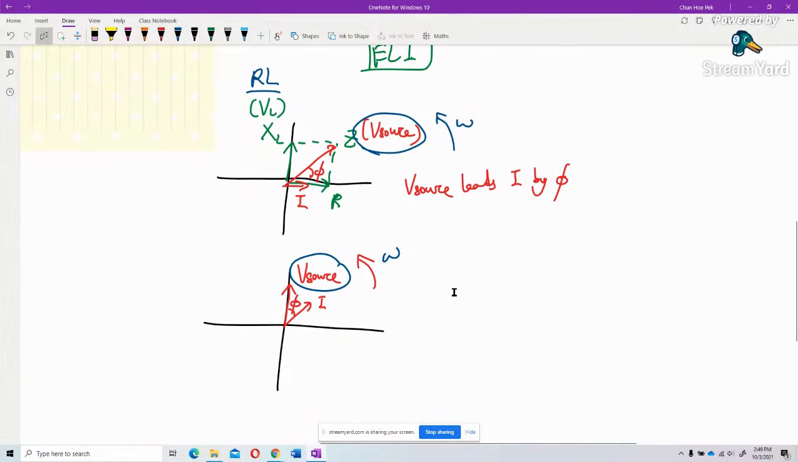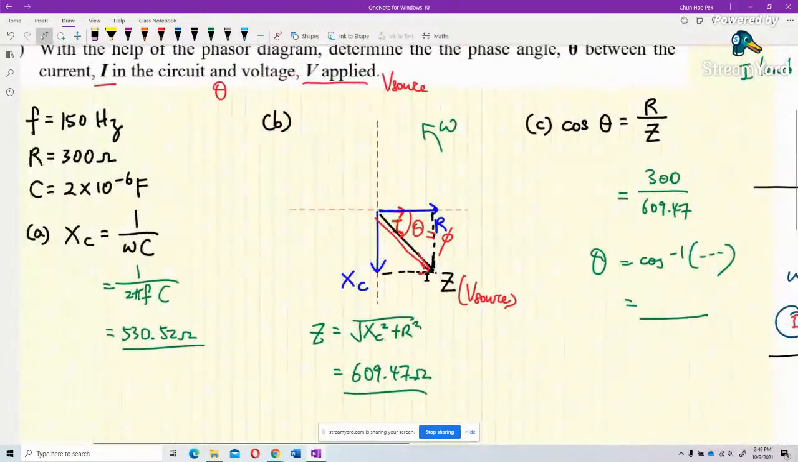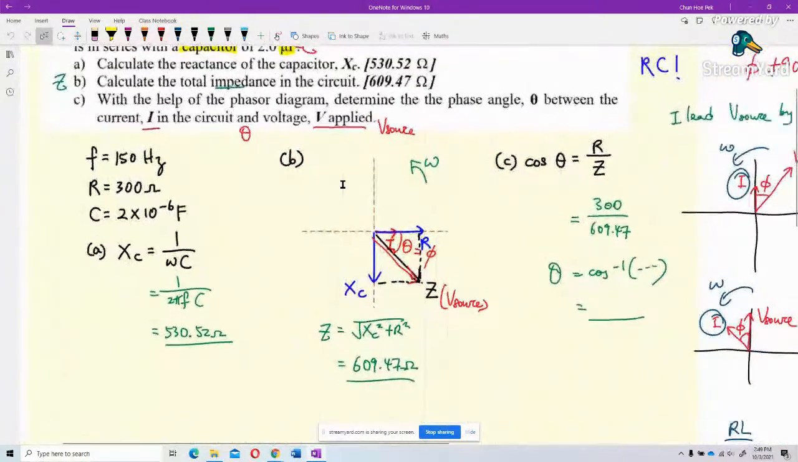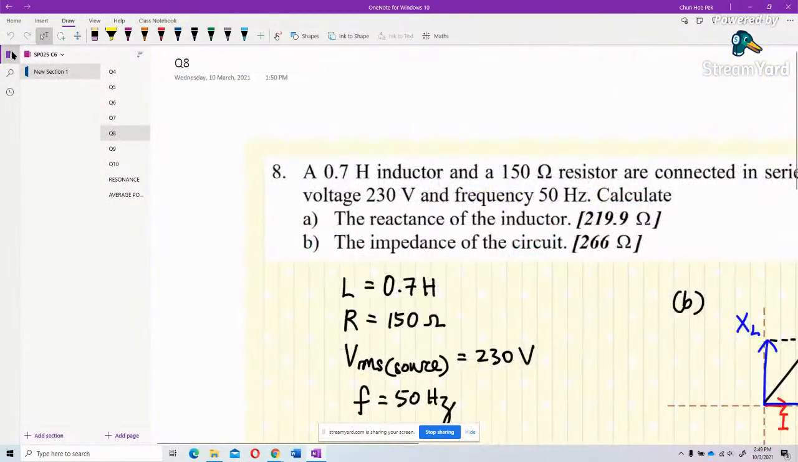So try to think of it. There are many other variations of it. This time I only taught one variation. Now come on, let's move on to the next question. I haven't taught you about power and resonance yet, maybe for the next lesson.